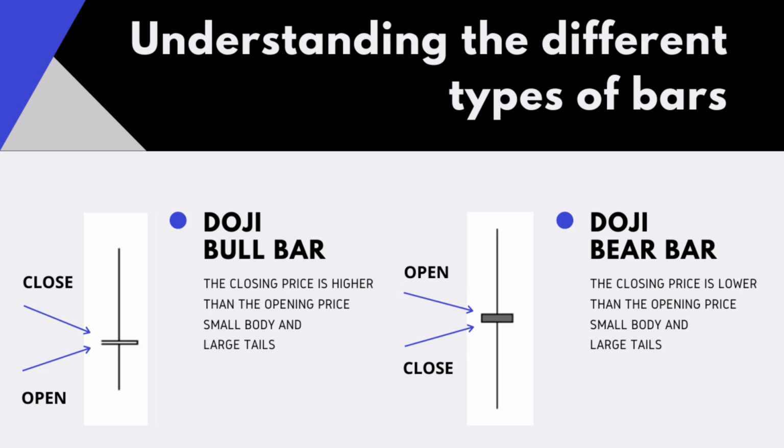Another type of bars are so-called doji bars. So we have a doji bull bar, which has the closing price higher than the opening price, but also has a relatively very small body and huge tails both on the top and the bottom of the bar. Doji bear bar has the closing price lower than the opening price, and again the body of the bar is very small compared to the large tails both on the bottom and the top of the bar.